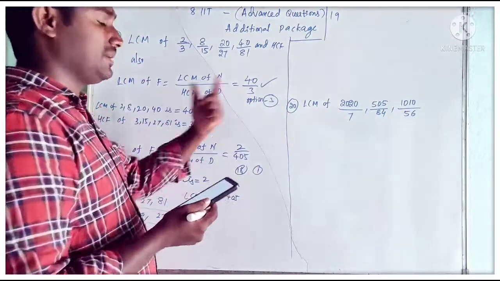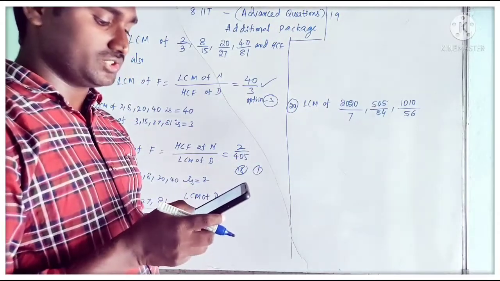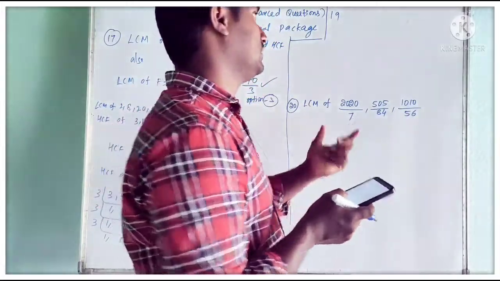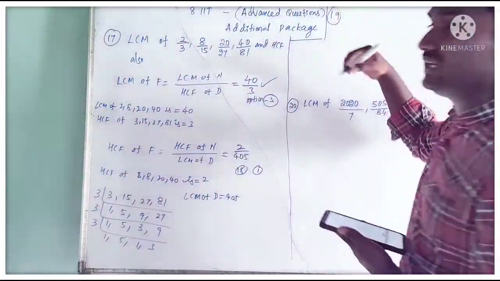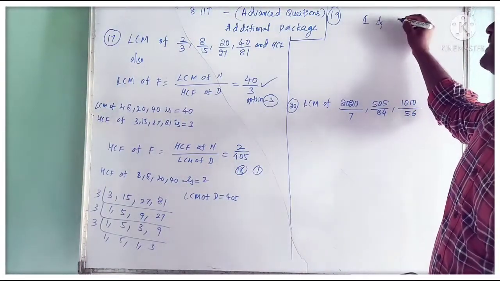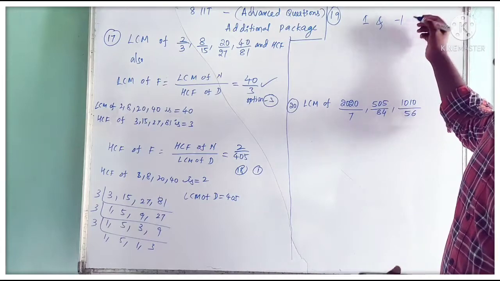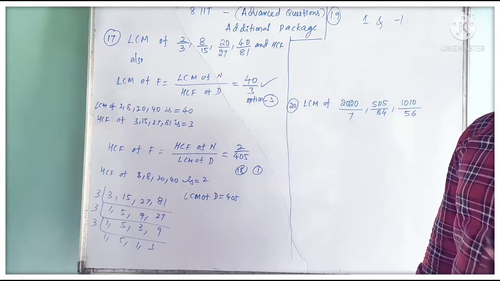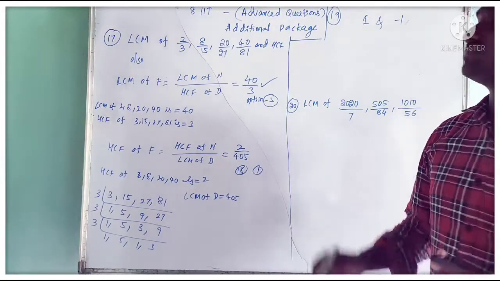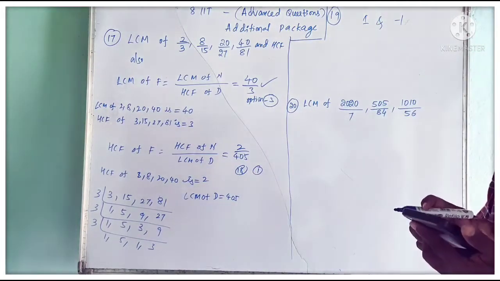Okay, now I am going to discuss the 19th question. The rational numbers that are equal to their reciprocal are: we have two numbers only, that is 1 and minus 1. The reciprocal of 1 is 1 only, and the reciprocal of minus 1 is also minus 1 only. So 1 and minus 1 are the reciprocals of themselves.